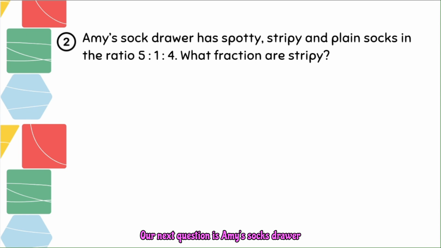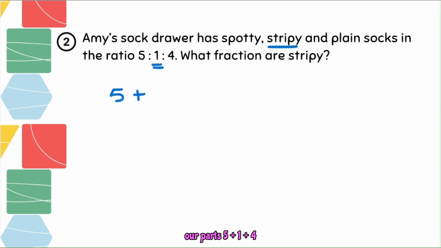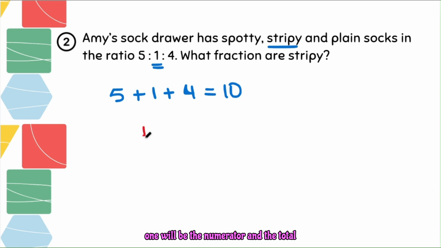Our next question is, Amy's socks drawer has spotty, stripy, and plain socks in the ratio 5:1:4. What fraction are stripy socks? The stripy socks are represented by 1. So again, we're going to first add up all our parts, 5 plus 1 plus 4, which is equal to 10. And then 1 will be the numerator and the total number of parts will be the denominator.